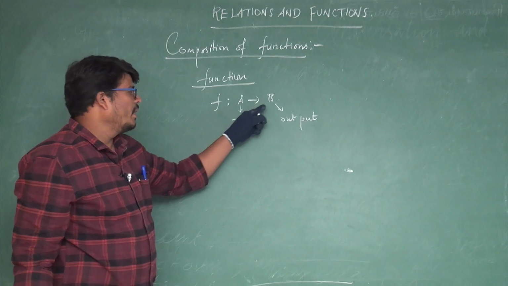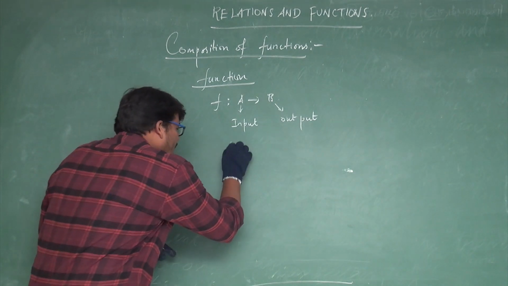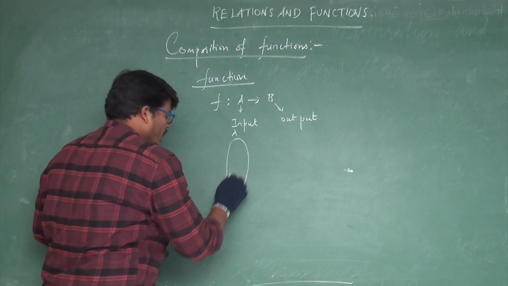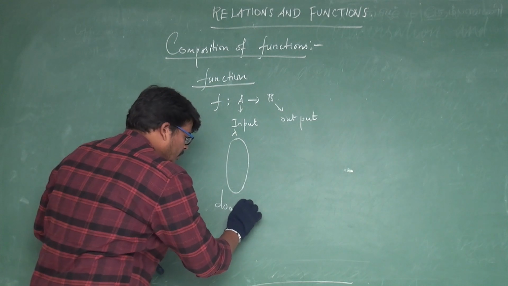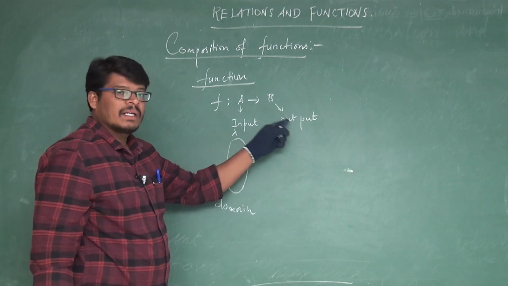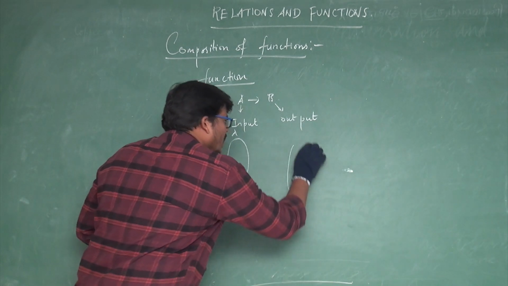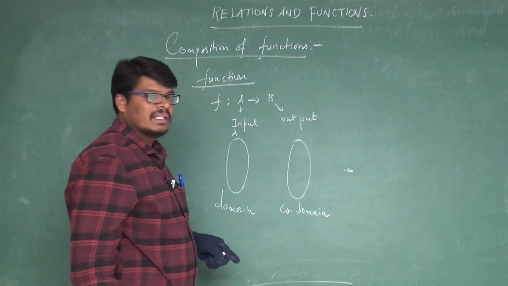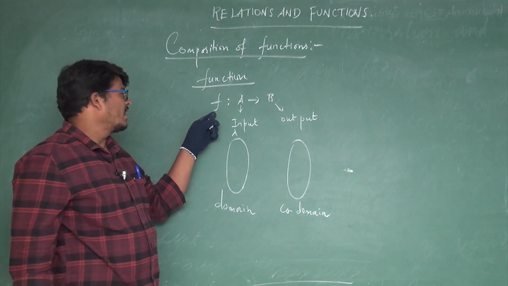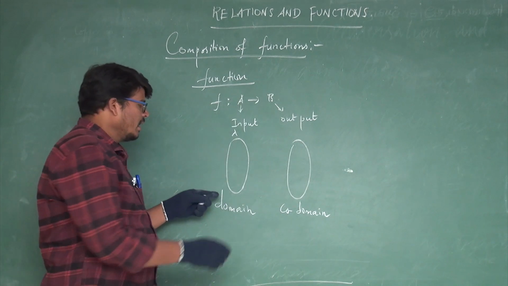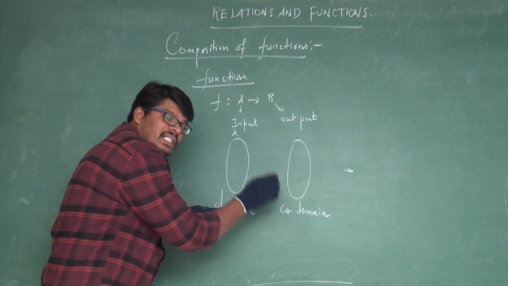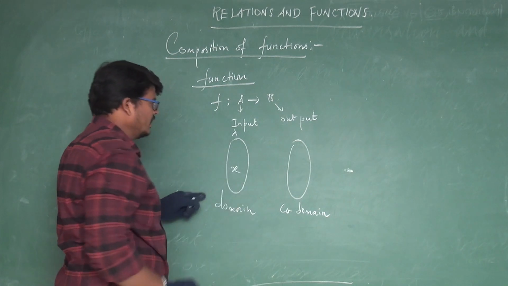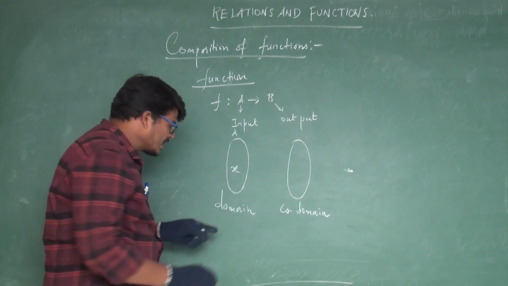Here A is the input and B is the output value, where A is called the domain, and B is called the codomain. A function is defined as f from A to B, where A is the domain and B is the codomain. Here x is the domain value, where x belongs to A.